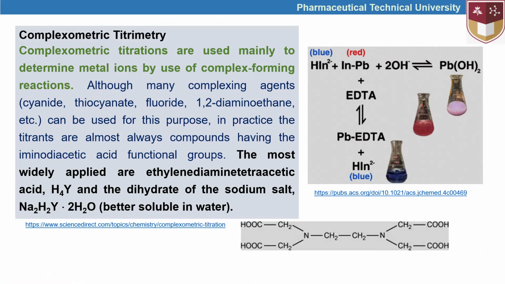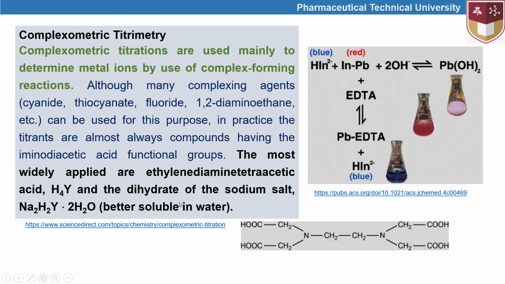And although many complexing agents like cyanide, thiocyanate, fluoride, 1,2-diaminoethane can be used for this purpose, in practice the titrants are almost always compounds having iminodiacetic acid functional groups. The most widely applied are ethylene diamine tetraacetic acid and the hydrate of its sodium salt, as shown here.